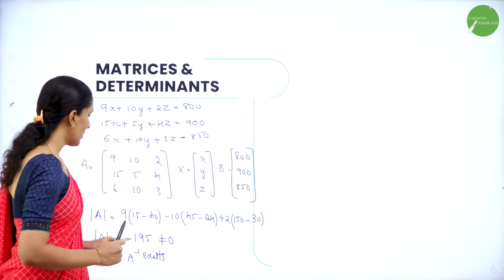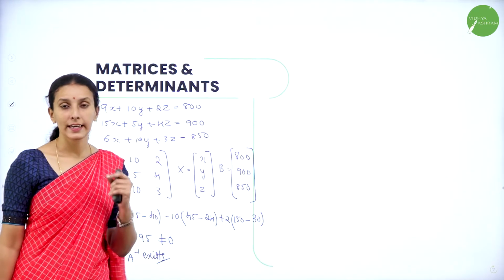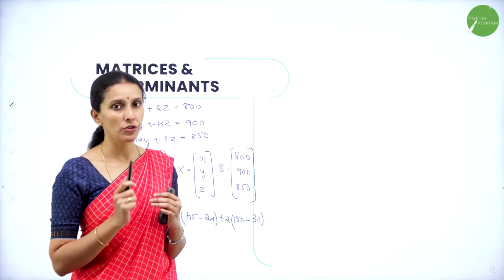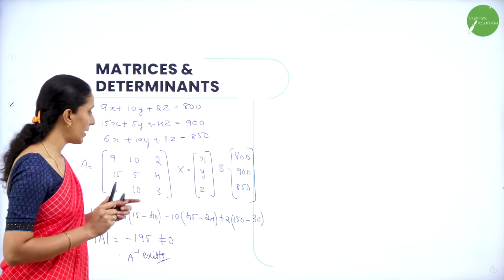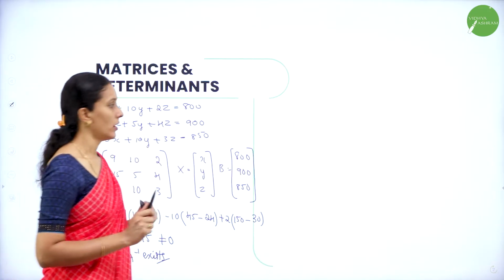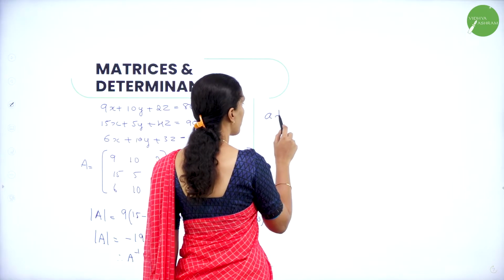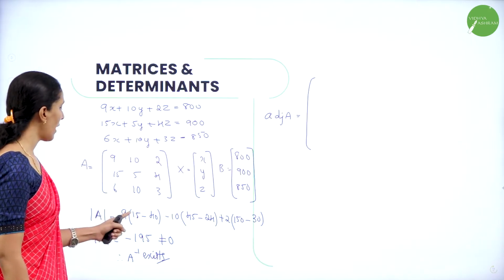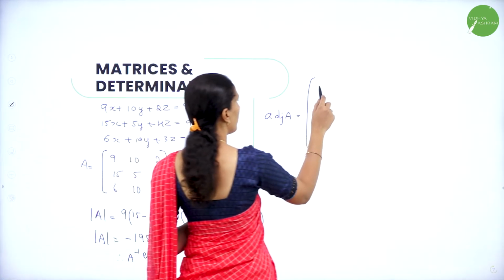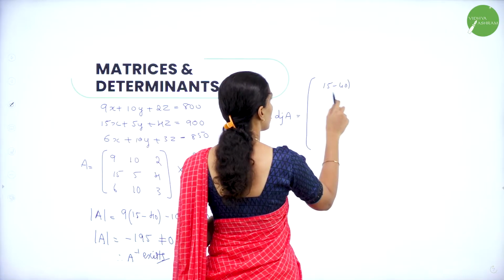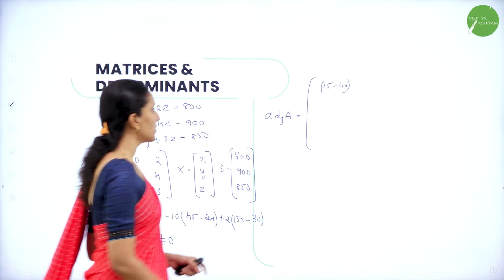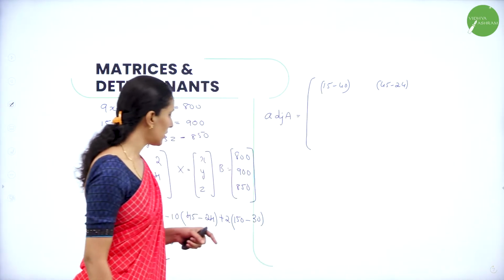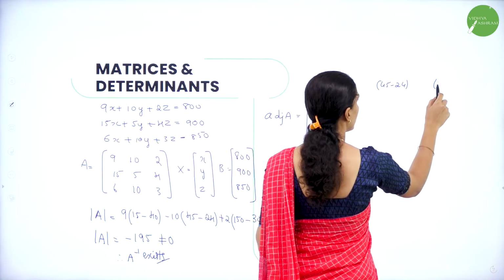So once you have found A inverse exists, next you need to calculate the adjoint of a matrix. So adjoint of a matrix is the transpose of the cofactor matrix. Cofactor is obtained by finding the minors of each element. So now let's write adjoint A. So adjoint A is equal to, for the first one, 9, we have here 15 minus 40. So it is 15 minus 40. Next, for the second one, it is 45 minus 24. Next, for the third one, it is 150 minus 30.